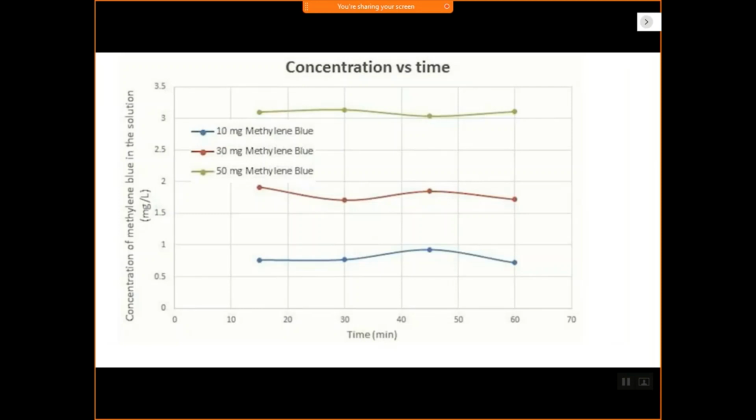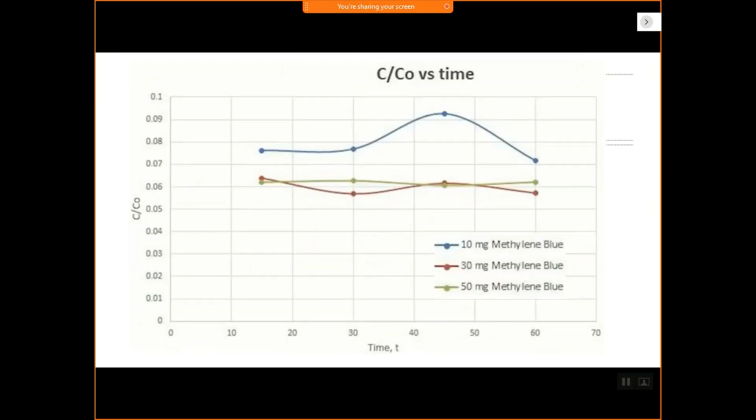Then they plot concentration of methylene blue in the solution versus time. You can see it changes depending on how much material is there. And then they had their concentration over their initial concentration versus time. There was a little peak there with the 10 milligrams methylene blue, and they said that it's either experimental error or there may have been some desorption that occurred, and then it resorbed on the surface.